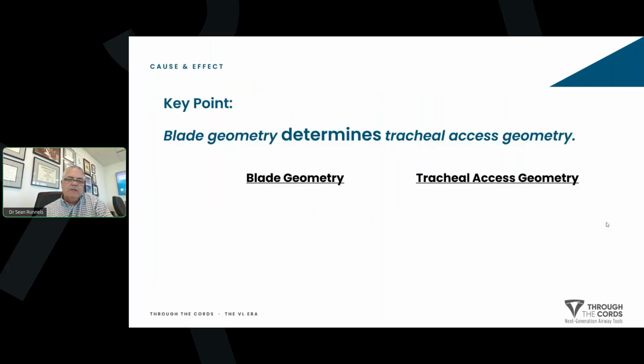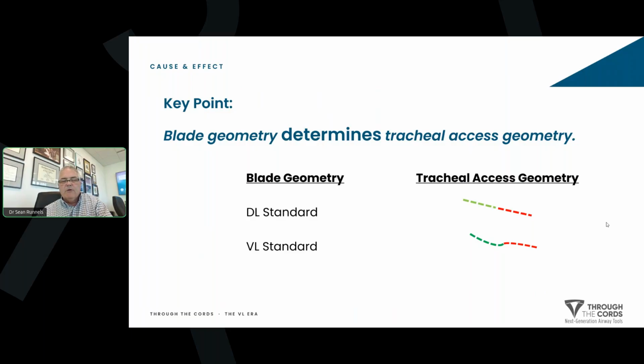So the key point here is the blade geometry determines tracheal access geometry. If we're using a direct laryngoscope, standard geometry blade, tracheal access is essentially linear. If we're using a video laryngoscope with a standard geometry blade, we don't have to quite make it linear. We can, but often what we end up with is semi-serpentine, and bougies actually work very well with a standard VL blade.